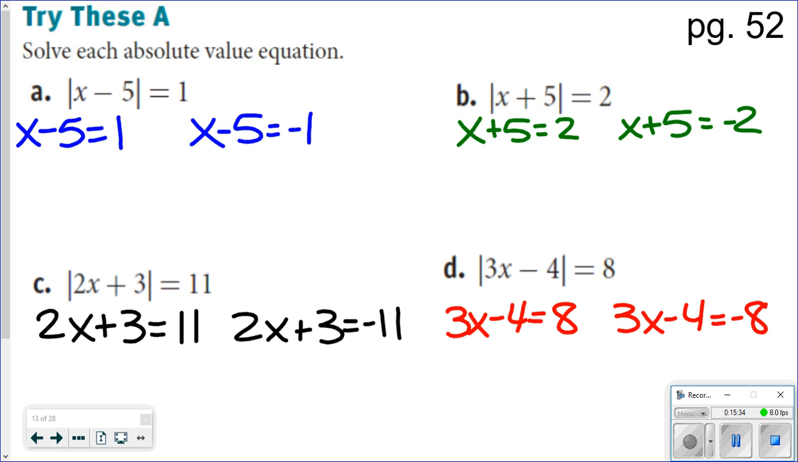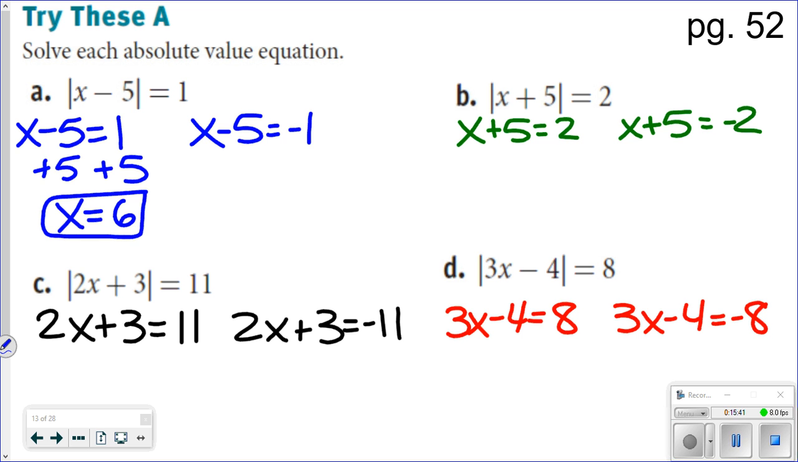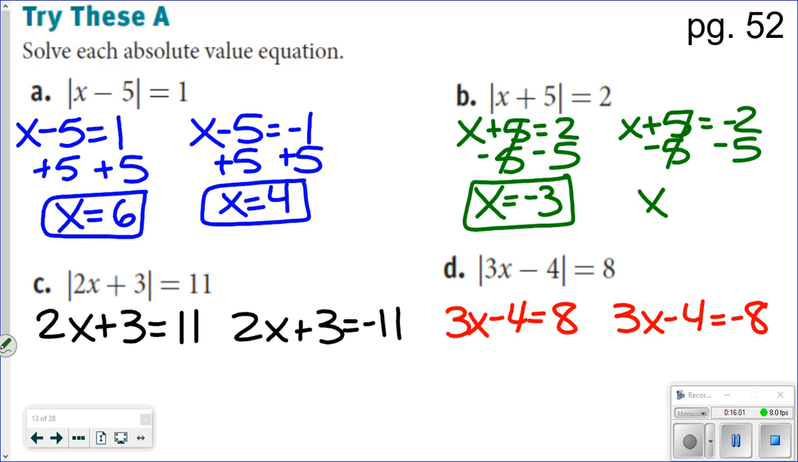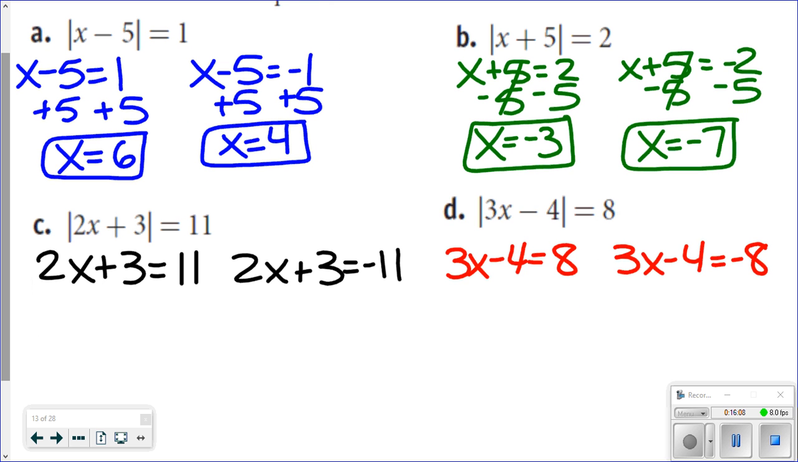For letter A, we're going to add 5 to both sides. X equals 6. Add 5. X equals 4. Letter B, this time we subtract 5. X equals -3. Subtract 5. X equals -7. Those were both one step.